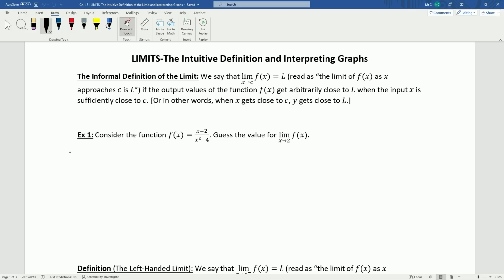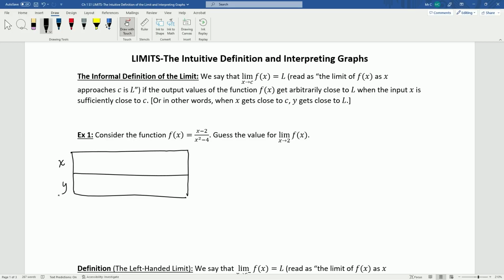All right, so we're going to draw a little table. So this row will be our x values. This will be our y values. And at the center, we'll have x equals 2. But of course, this function is undefined for x equals 2 because when you plug in 2, in the denominator, you get 2 squared is 4, minus 4 is 0, and we can't divide by 0. So this is undefined. So what the limit is asking is, well, okay, this function is undefined at 2, but what's happening when x gets really close to 2?